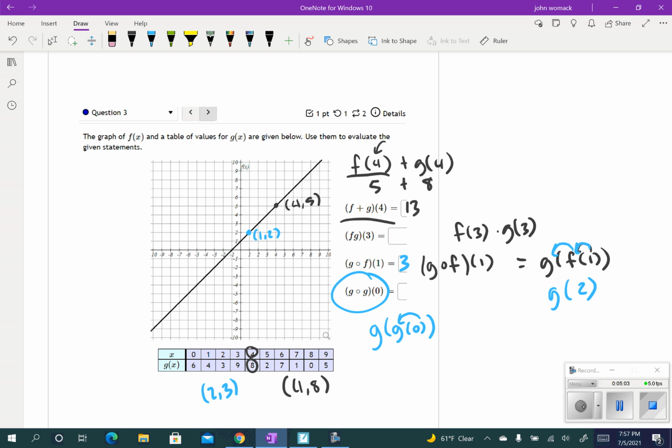So that's kind of weird because you're plugging a function into itself, but it works. So let's plug 0 in. It's right here. So if I plug 0 in, I get 6 back out. So now I have g of 6. So now plug 6 in.